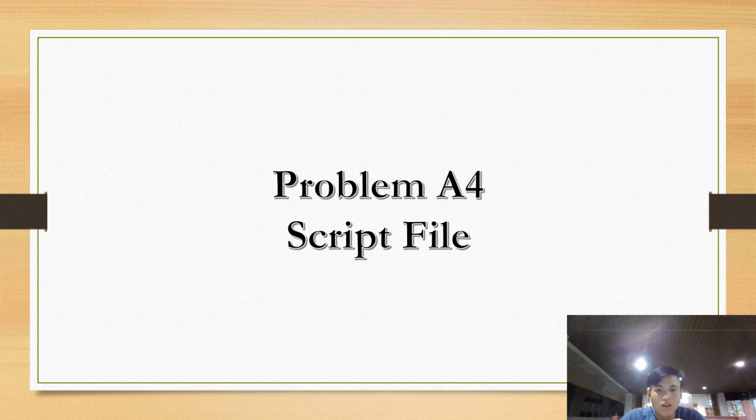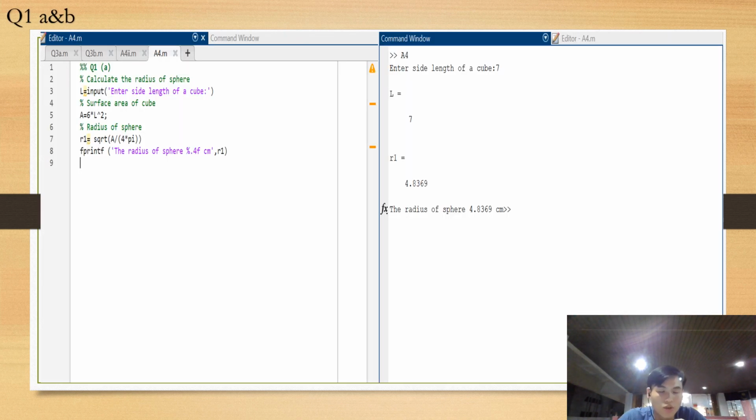That is the problem A4, script file. In question 1a and b, we have been asked to write a script file for the following problems. For question 1a, we need to calculate the radius of a sphere. First, our input is L, and our surface area of the cube is A equal to 6 times L to the power of 2, and then we create a function to find the radius of the sphere, which is R1 equal to square root of A over 4 pi, and then we save our function.